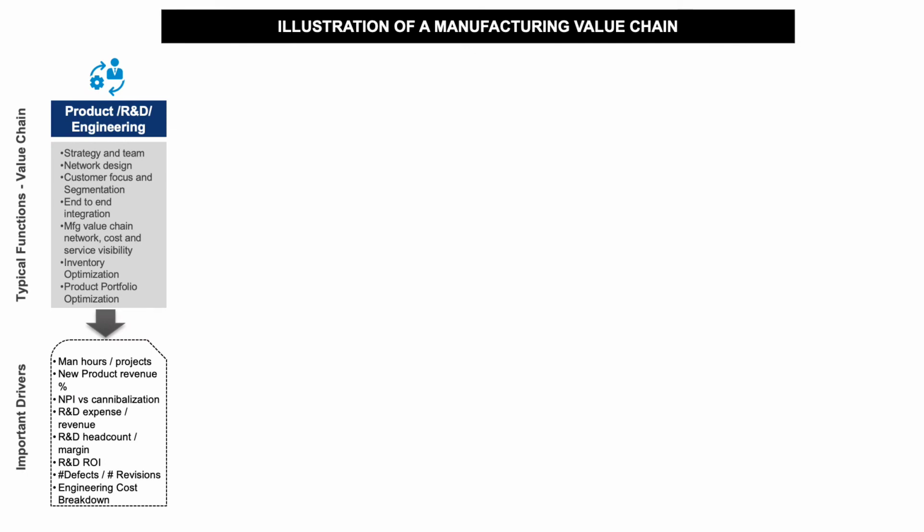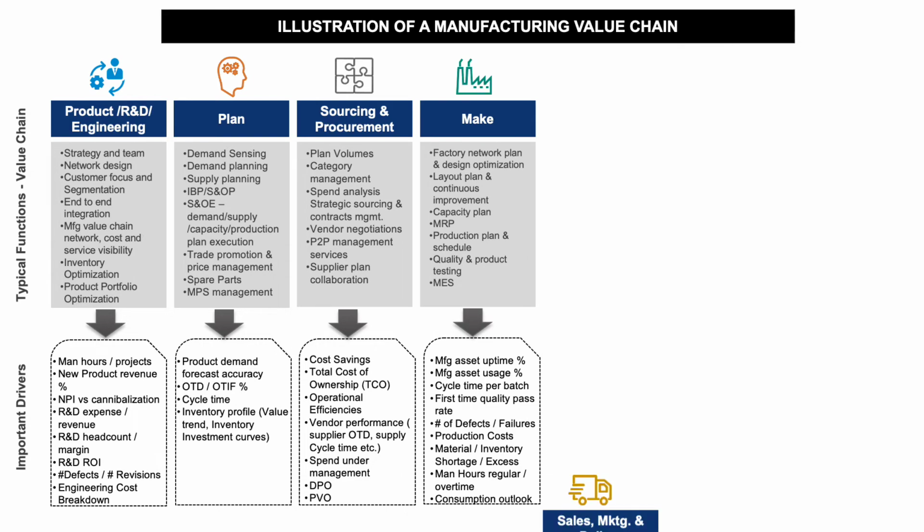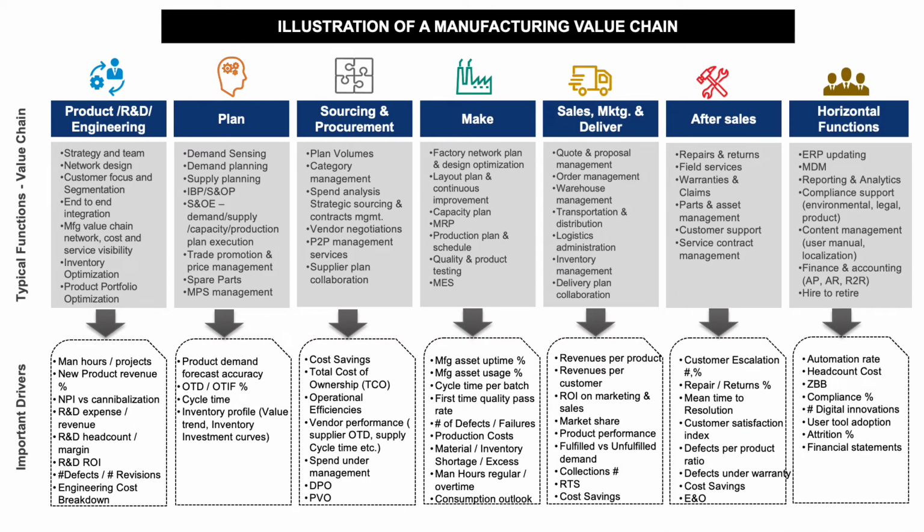A typical manufacturing value chain's functions and activities, along with some of the key drivers, are depicted in this figure. These functions and activities usually include the following: product, R&D, engineering, planning, sourcing and procurement, manufacturing, sales, marketing, and delivery. After sales and horizontal functions, as an example.